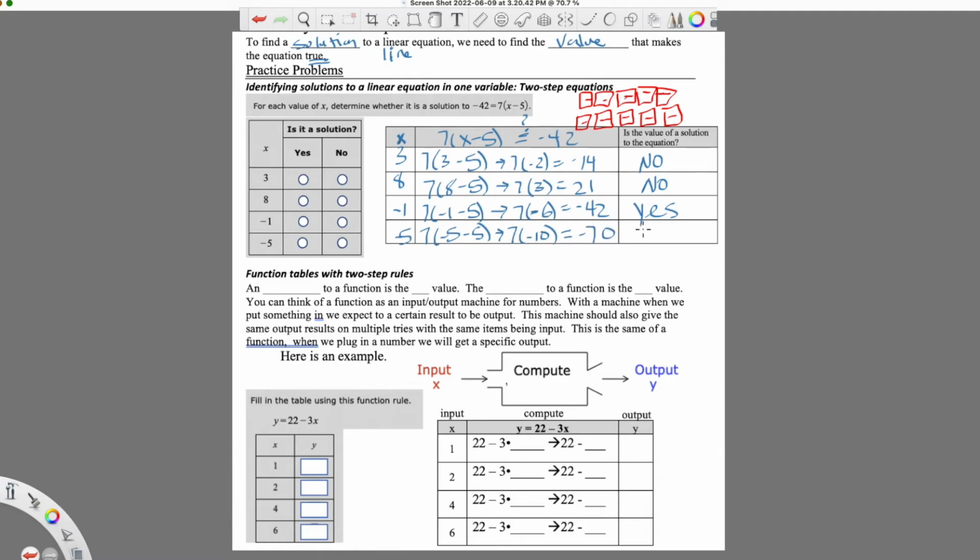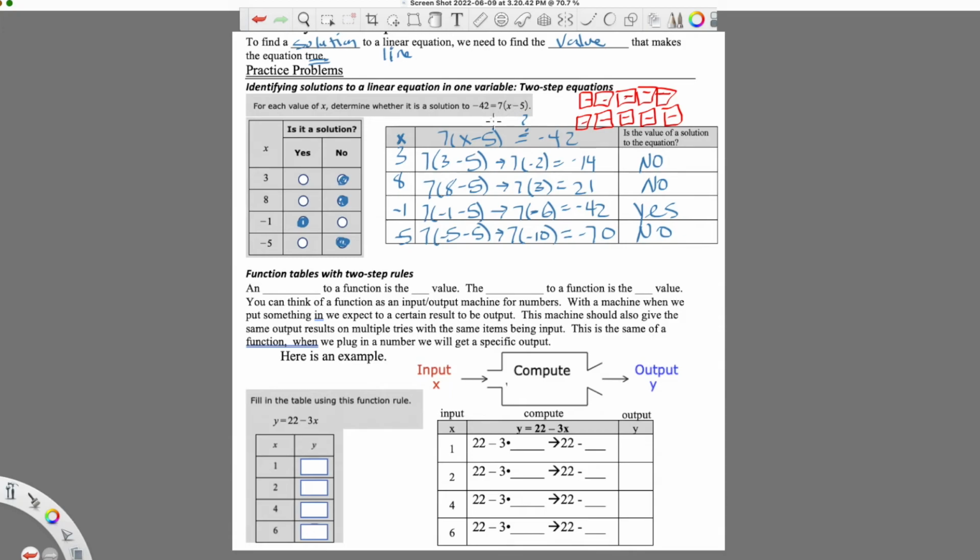So nope, that did not get me what I wanted. So I had no, no, yes, no. So only one of these gave me the solution I was looking for. And that's going to be true for a linear equation. You're not going to find more than one that would give you that same answer, because any other number that I plugged in here is going to get me a different answer. It's not going to get me the same exact answer.